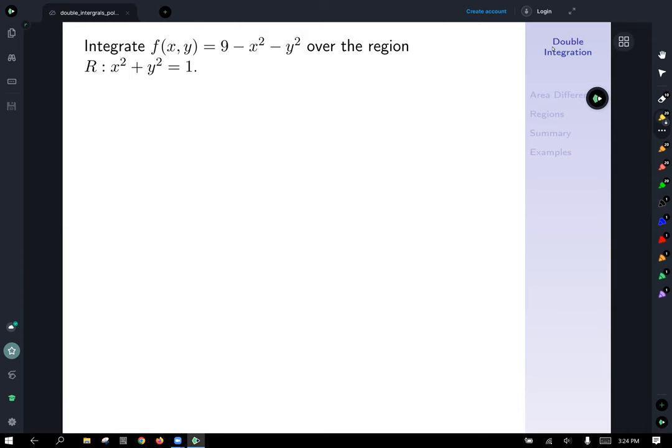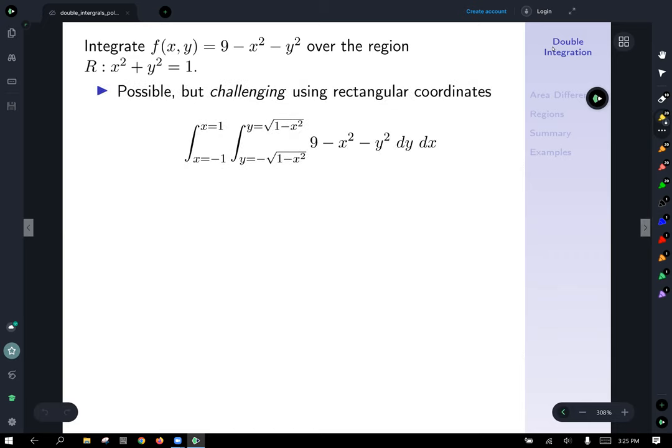And we're stuck using rectangular coordinates. It's possible, probably. I haven't honestly worked this problem out, but it looks pretty challenging. I mean, look at these y boundaries. We have limits of integration here.